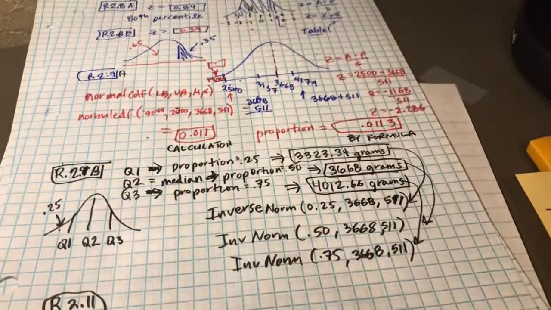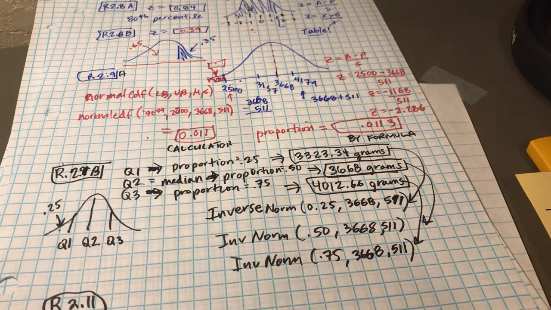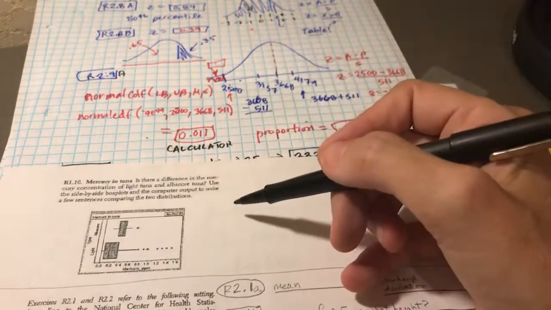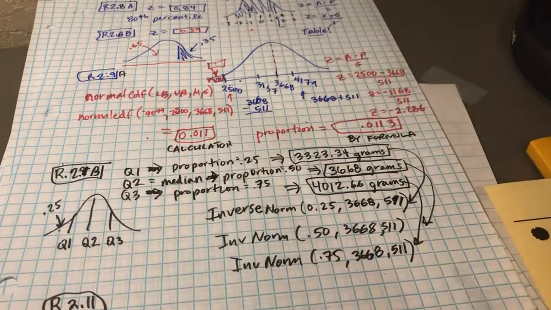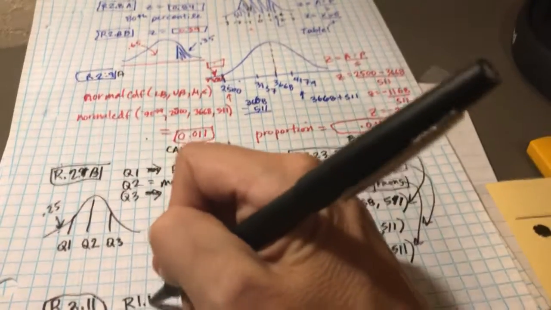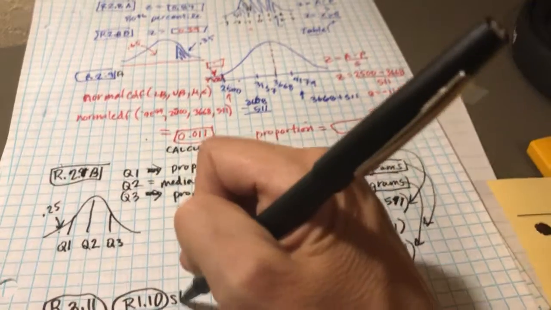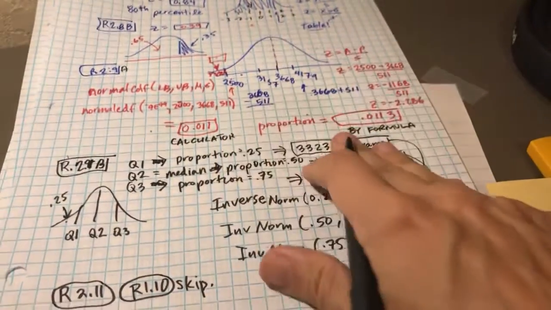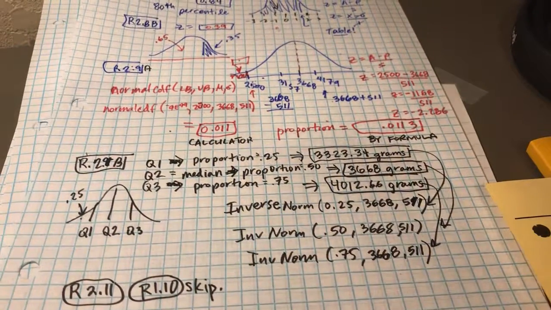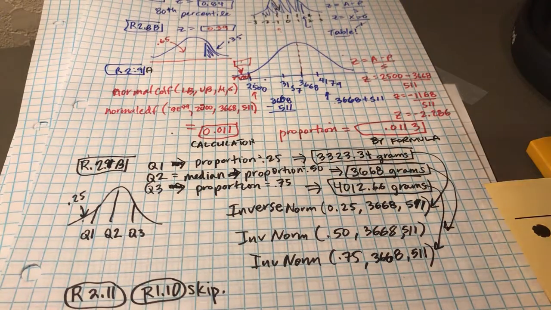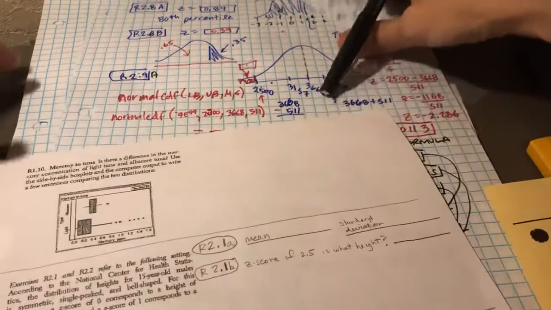Okay, now let's get to the back. So I'm actually going to skip this one as well altogether. I'd like to go over it in class. So if you get a chance to go over it, great. If not, you may skip it. So I'm going to skip that question. Now, my next question says R2.1. So let's do it.